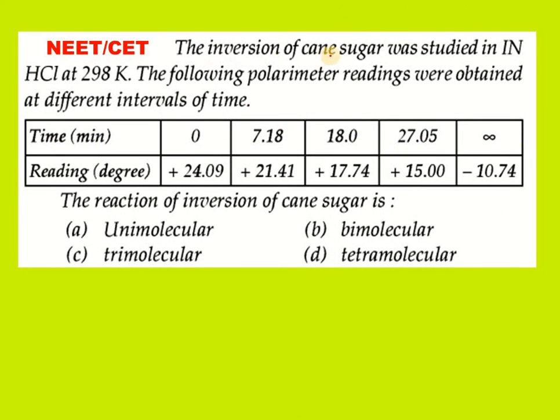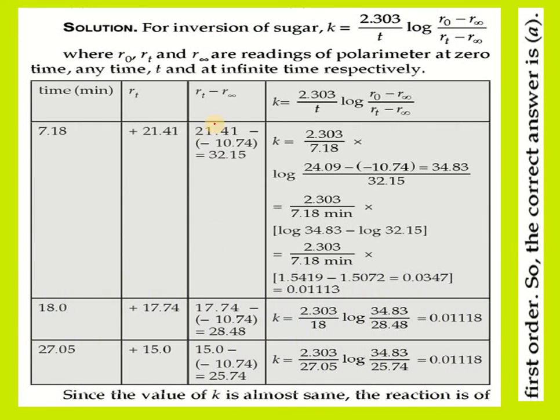See the next question. The inversion of cane sugar was studied in HCl at 298 Kelvin. The following polarimeter readings were obtained at different intervals of time. Here, different time intervals are there. On the first row and second row, the degree values are noted. The reaction of inversion of cane sugar is what kind of reaction? Is it unimolecular, bimolecular, termolecular or tetramolecular? So to find this one, we need all this information.